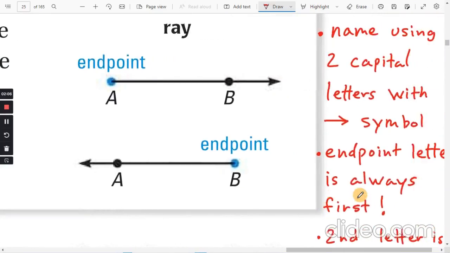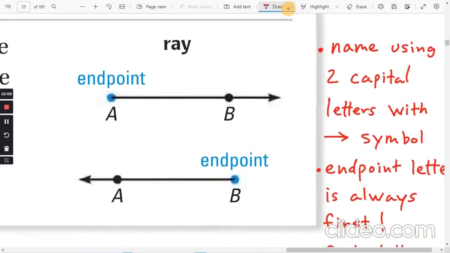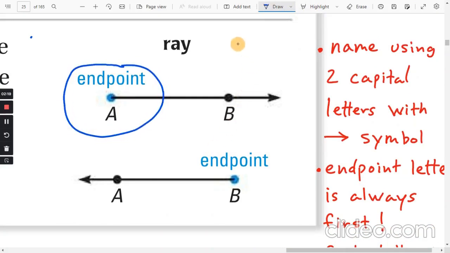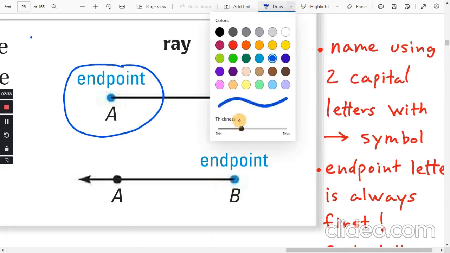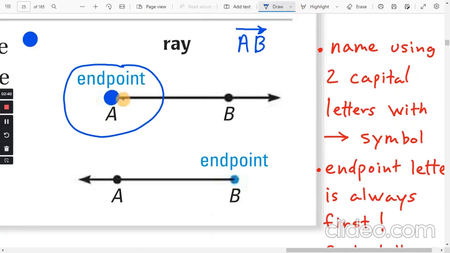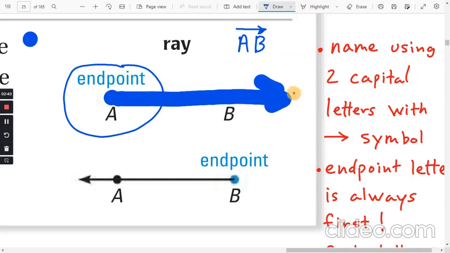So for the ray, you name it using 2 capital letters with this arrow symbol. Okay, the endpoint letter is always first, and the second letter is any other point on the ray. All right, so let's take a look. So these right here are actually 2 different rays. Okay, you see the endpoint right here? That has to be the first letter. And then the second letter is any other point on the ray. So the only other point on this one is B. And then you have to put this symbol on top. Okay, so this ray right here, it starts at A and then it goes forever in that direction.